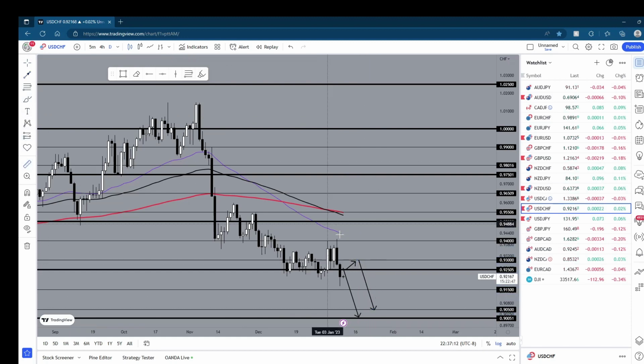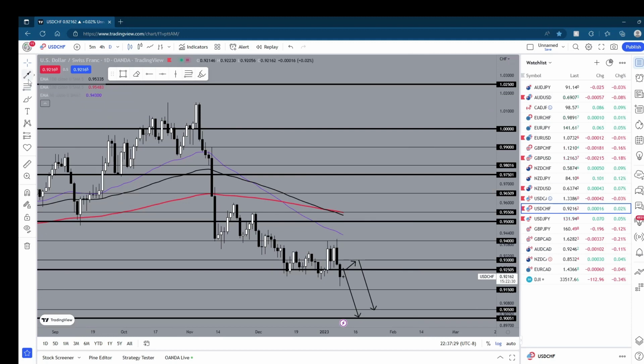Because we're moving in 250 pip increments. If you measure this from here to here, that's 250 pips. We don't want to get greedy and go lower, or get scared and do less. We have to stick to our plan. 250 pips, we take our money.